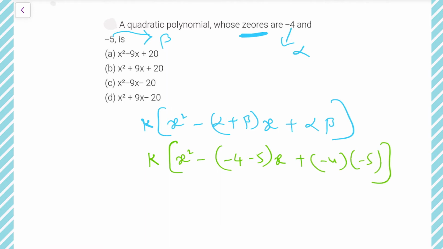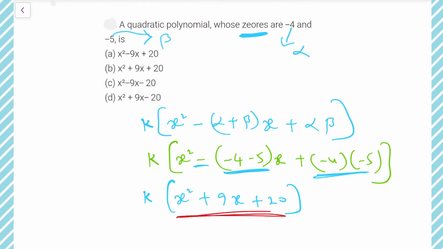So if we simplify this further, k into x square, this is minus 4 minus 5 is minus 9. Already outside minus is there, so minus into minus plus 9x. Here minus into minus plus, so plus 4 5 is 20. So the required polynomial is x square plus 9x plus 20. Option B.